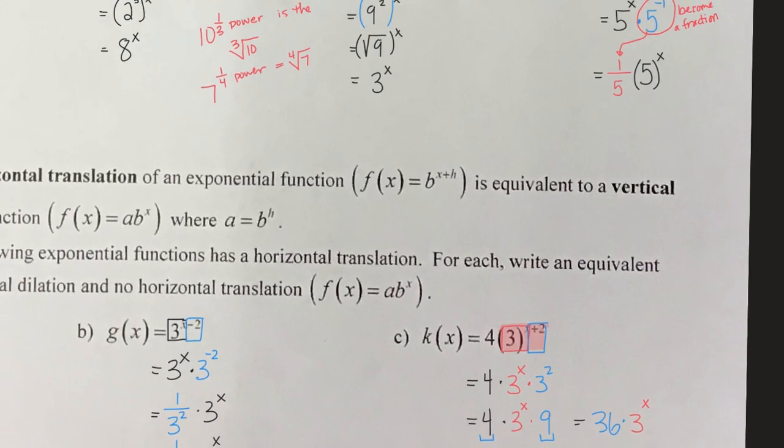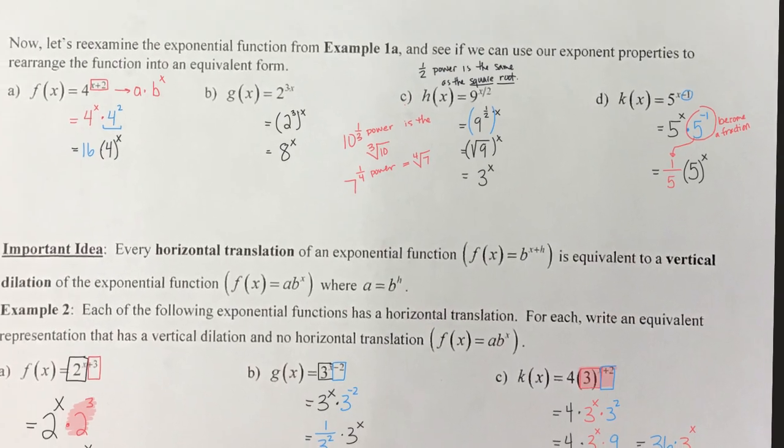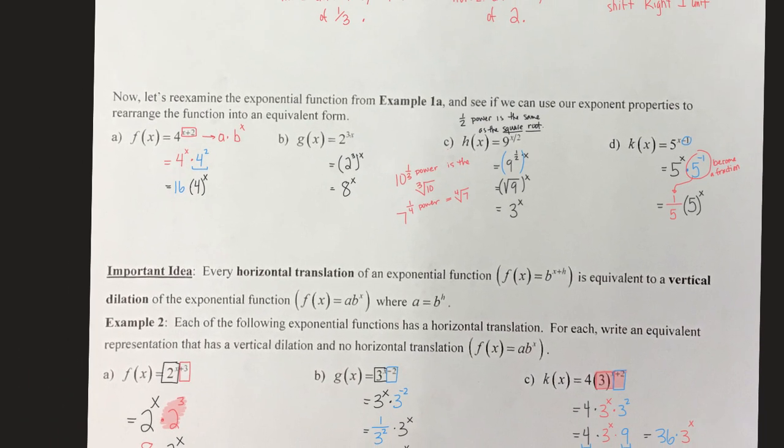Okay, so we use algebraic manipulation and our properties of exponents in order to change a horizontal translation into a vertical dilation. Okay, with algebraic manipulation. Enjoy these types of problems.